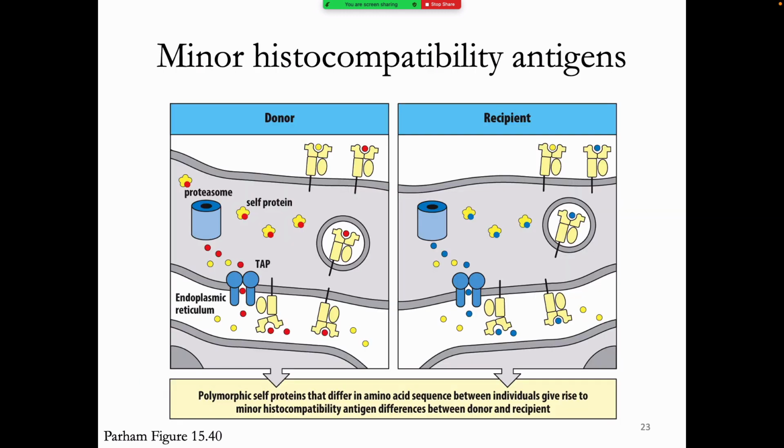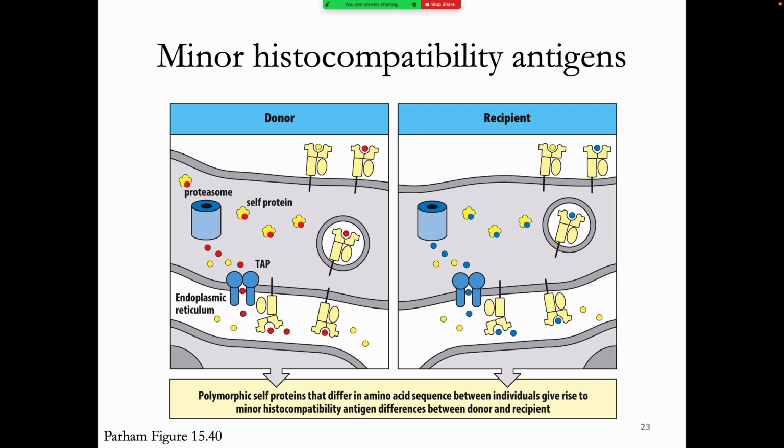Those are all known as minor histocompatibility antigens. So here you can see the description that this book is giving is that they are polymorphic self-proteins that differ in amino acid sequence in individuals. It's basically any protein between you and me that's not the same. It can be a minor histocompatibility antigen and can actually lead to rejection.